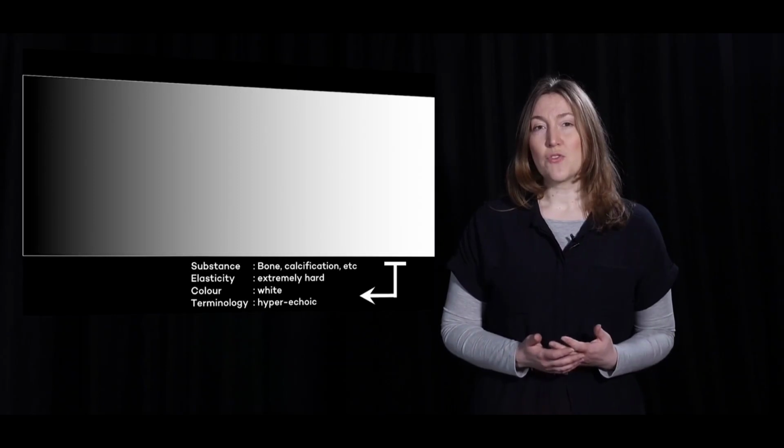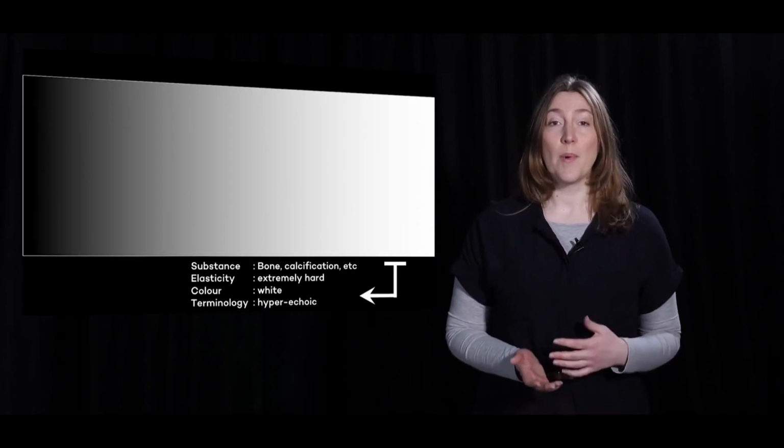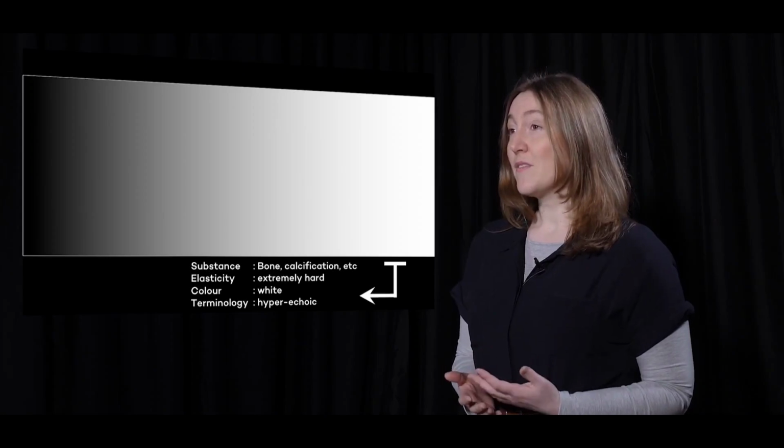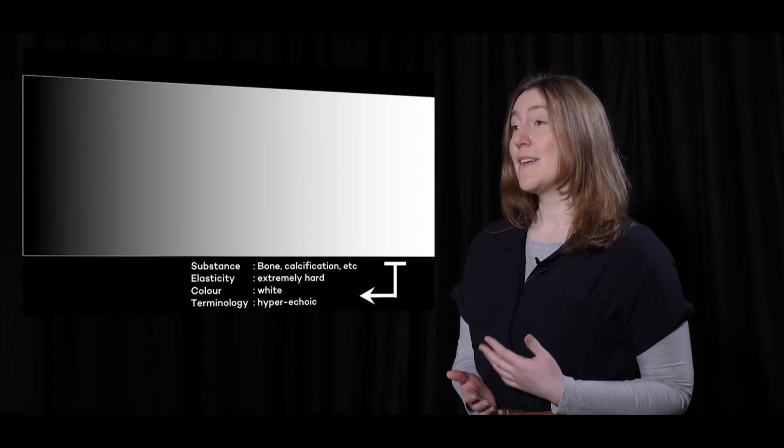An example of an extremely hard substance are tissues like bone or calcification. Because its bright white colour has lots of echogenicity, we will say that it is hyperechoic.